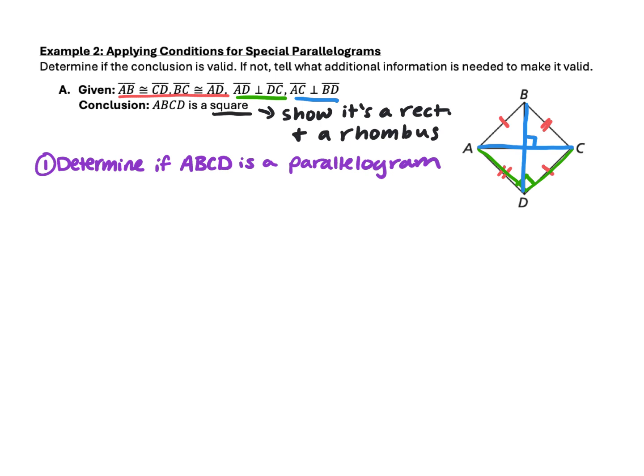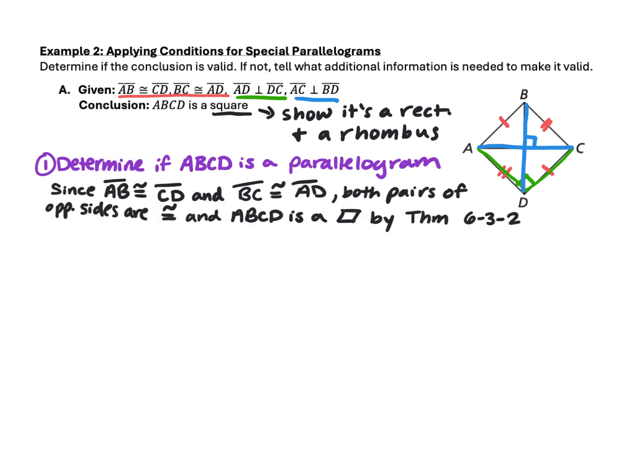Now, the first given that I underlined here in red gives us that AB is congruent to CD and BC is congruent to AD. So we have both pairs of opposite sides that are congruent, and that's enough information there to prove it's a parallelogram. So here I just summarized what I stated. Since AB is congruent to CD and BC is congruent to AD, both pairs of opposite sides are congruent, and ABCD is a parallelogram by theorem 6-3-2. That's one of the conditions for parallelograms that we learned in lesson 6.3.